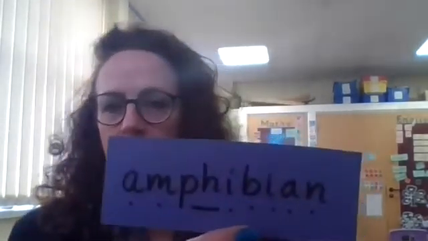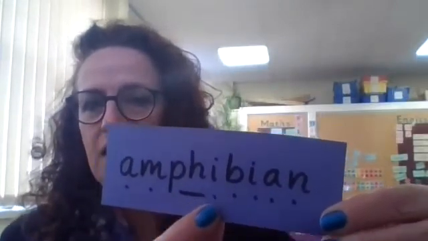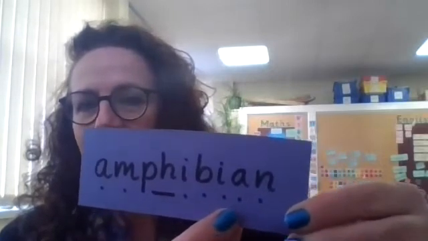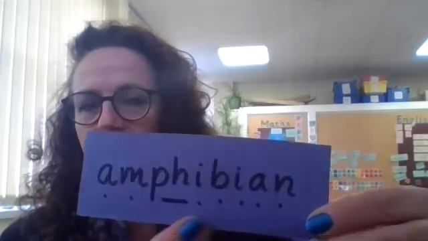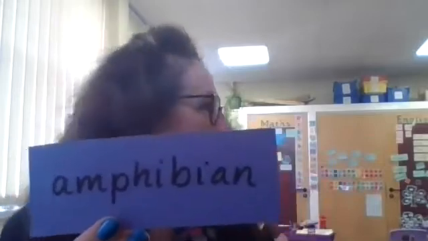Okay, this is a word we should all know from our science work. So let's sound it out together. Am, ph, i, b, i, a, n. Oh, well done, my group. Amphibian. Who can tell me what an amphibian is? Let's just test. You tell your teachers or your grown-ups at home, what is an amphibian, Mason? It's a kind of water animal that can go underwater and out of water. Fantastic. It is an animal that can breathe in the water and out of the water.